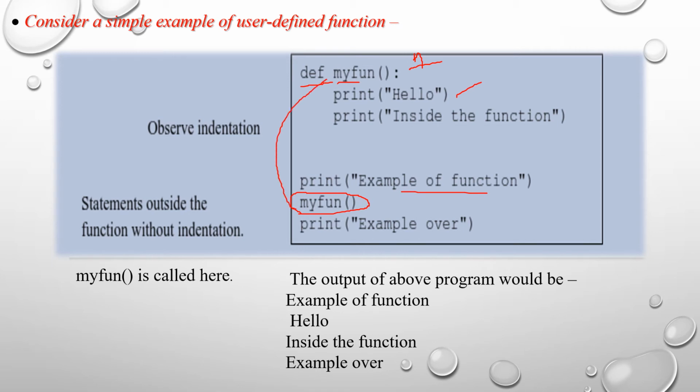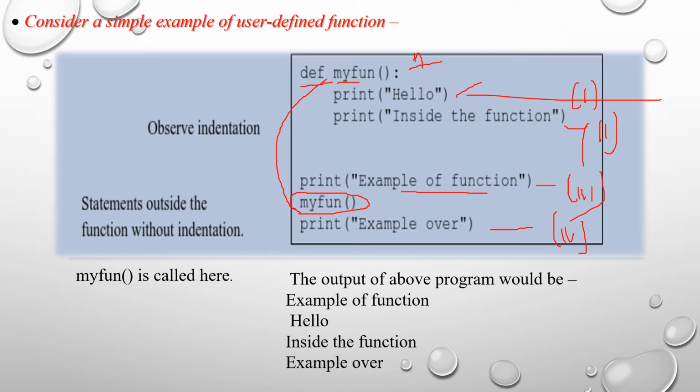So the function name is my fun. Here we call the function name, and again we are going to print "example over". So here we declare four printing statements. This is the first print statement, this is the second printing statement, this is the third printing statement, and this is the fourth printing statement.